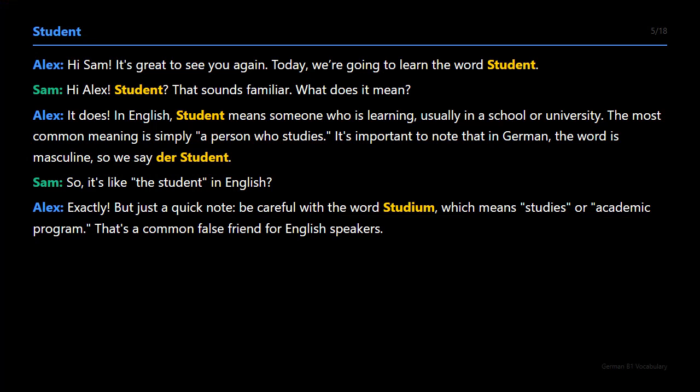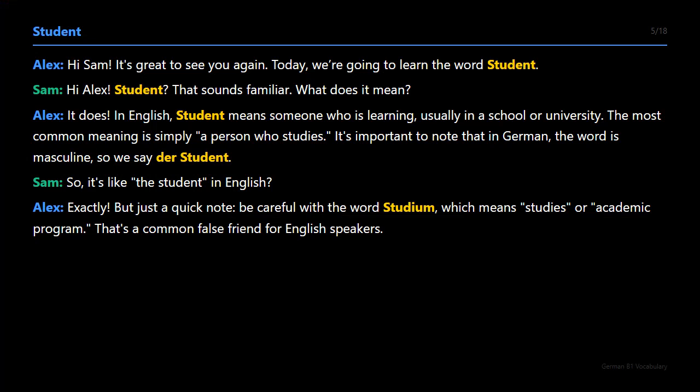Exactly. But just a quick note, be careful with the word Studium, which means studies or academic program. That's a common false friend for English speakers.